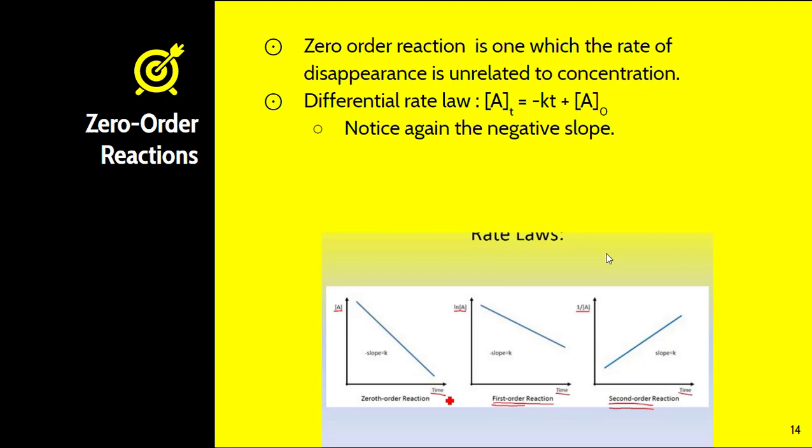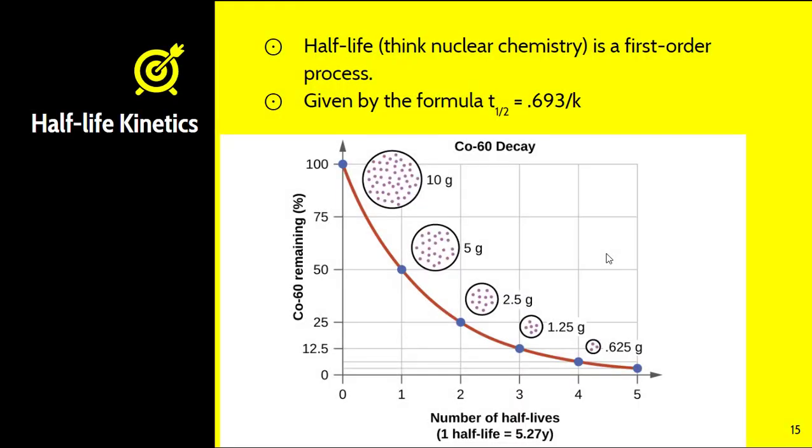You want to look for which graph provides you with a linear expression of the differential rate law, and then look at the x-axis. Look at the y-axis and see if it's just the concentration, if it's the natural log of the concentration, or 1 over the concentration. That's going to play a huge role in determining what order the reaction is.